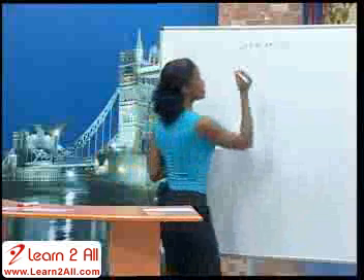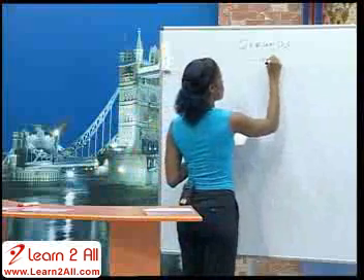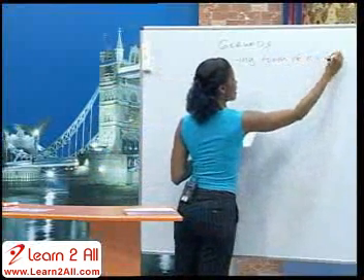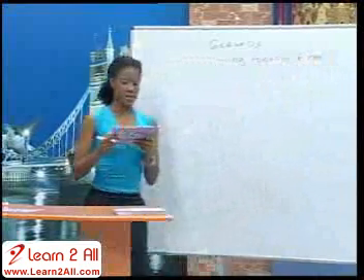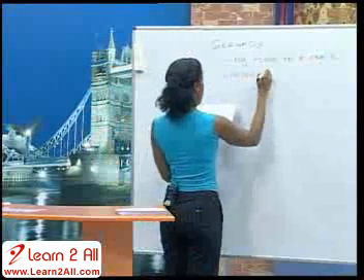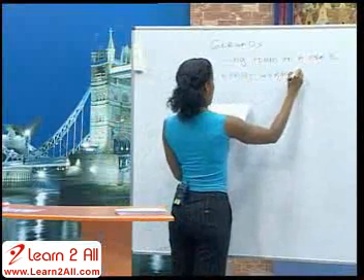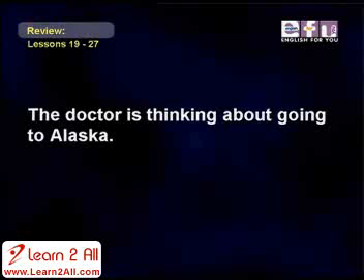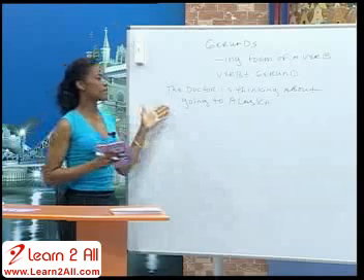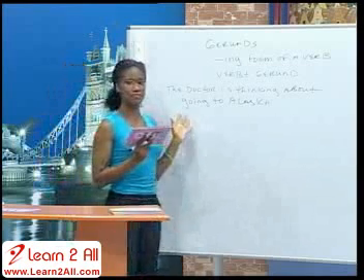So the gerund is the ing form of a verb, usually used as a noun. Okay, so you can have a verb plus a gerund. For example, the doctor is thinking about going to Alaska.